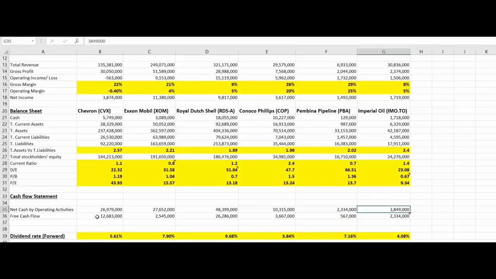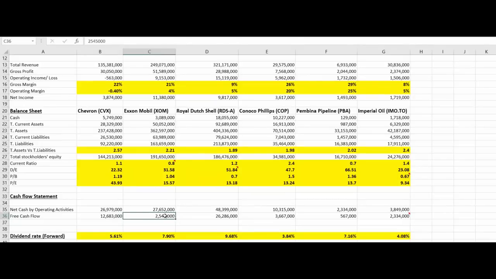And now moving on to free cash flow. Free cash flow is the cash at the end of the day which the company has, and it can do anything with it. In this case, free cash flow for Chevron is 12.683 billion, for ExxonMobil 2.54, which is quite less if we compare it to the valuation of this company.